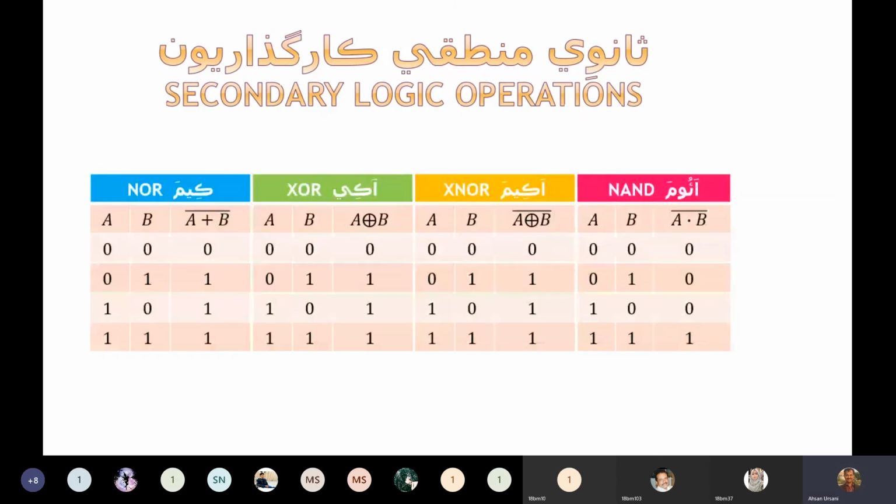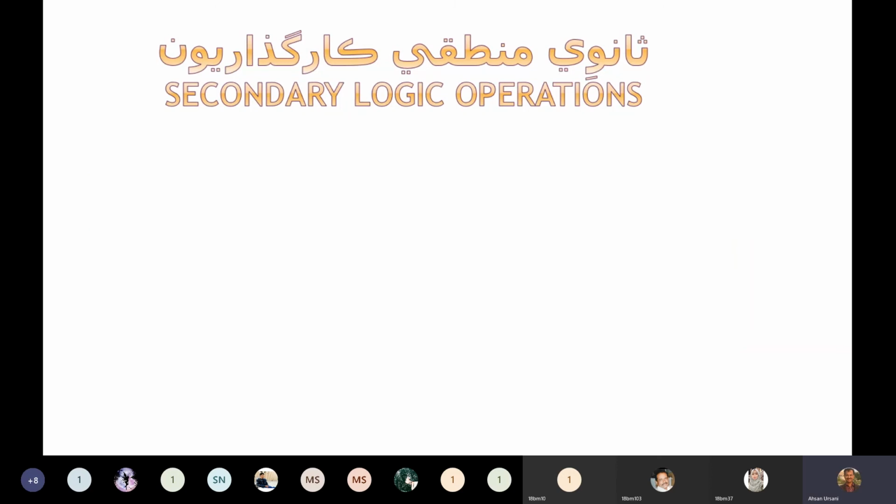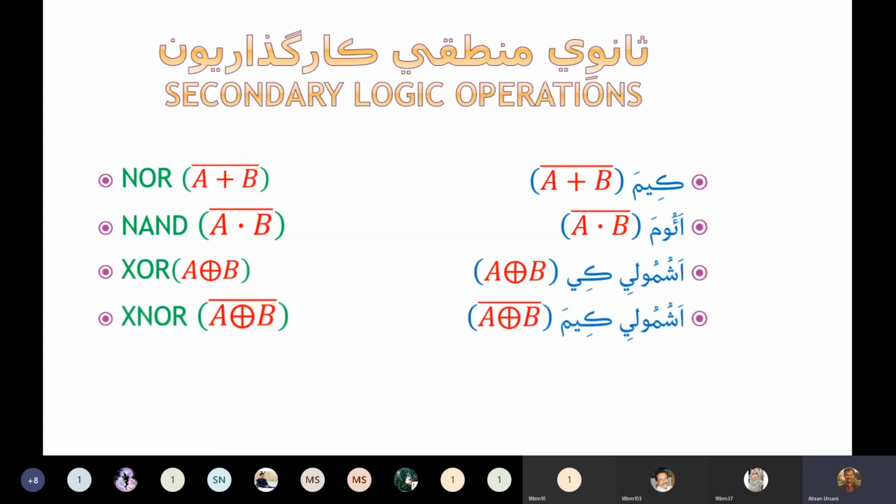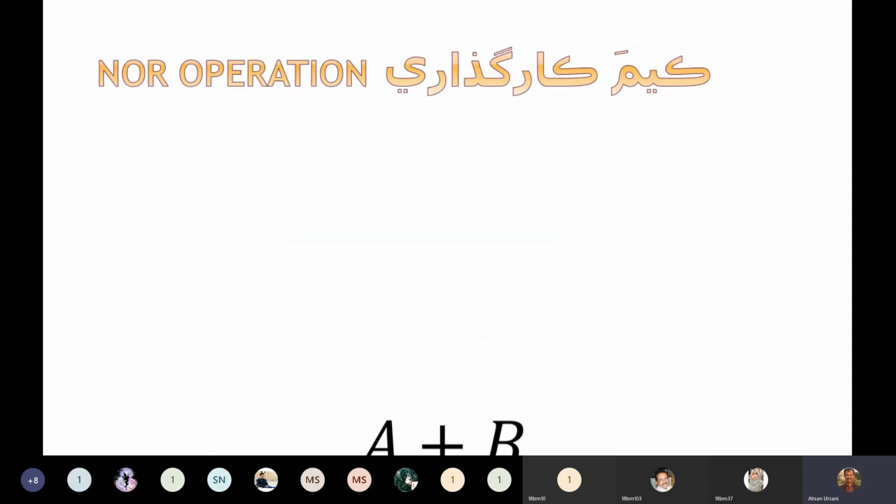Now the 4 secondary operations are called NOR, exclusive OR, exclusive NOR and NAND. What is NOR? First you perform OR and over the result you perform NOT. And what is NAND? First you perform AND and over that you perform the NOT operation. And exclusive OR and exclusive NOR are combinations of all the 3 operations. So OR is OR and NOR is OR NOT.